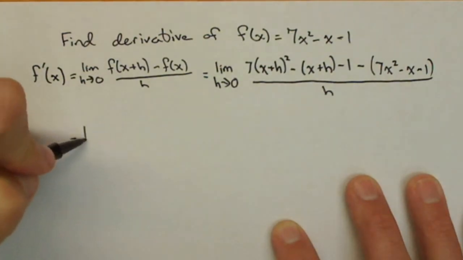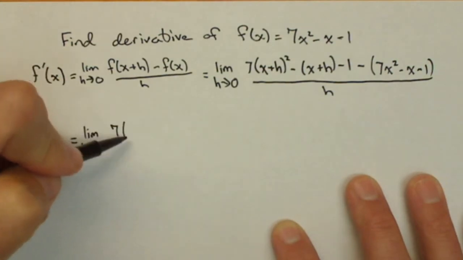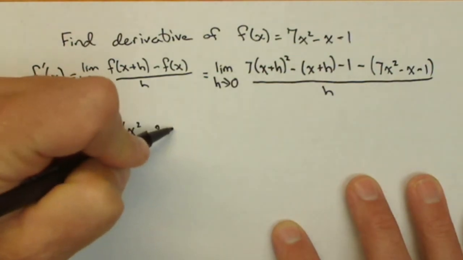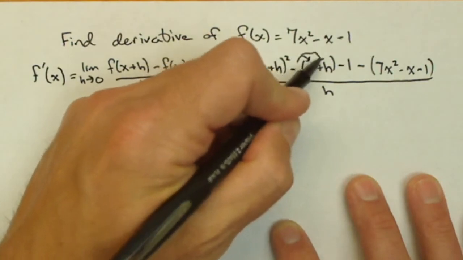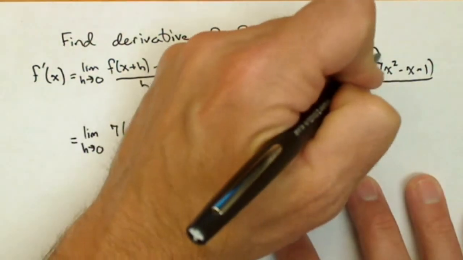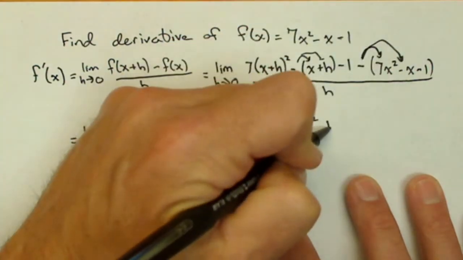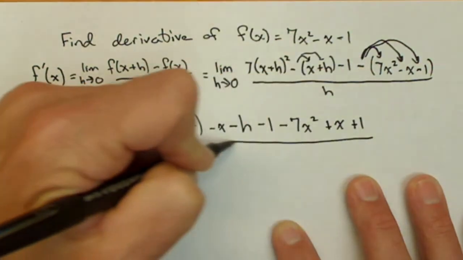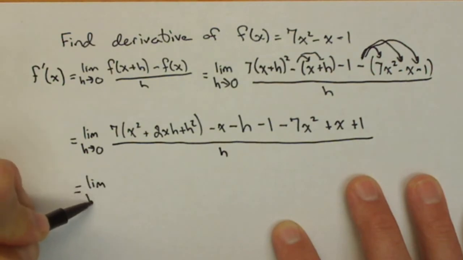The rest is going to be algebra. Limit as h goes to 0. This is going to be 7 times that, when multiplied out, x squared plus 2xh plus h squared. We'll distribute that negative, minus x minus h minus 1. Now we'll distribute this negative, minus 7x squared, that becomes a plus x, and that becomes a plus 1, all over h. So we have the limit as h goes to 0.